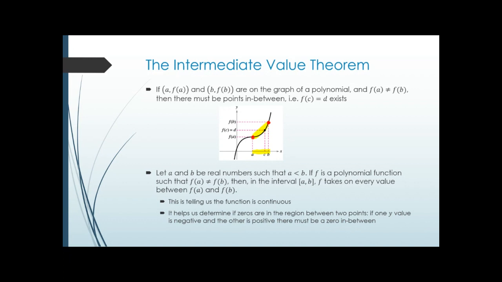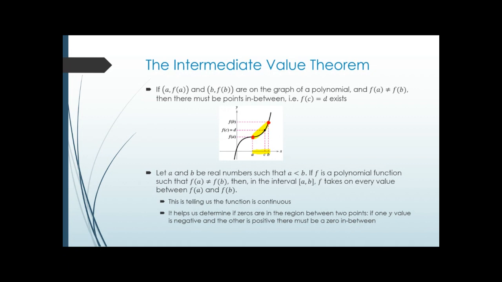That's what it's saying. In the interval A, B, f takes on every value between f of A and f of B. It's just saying we have to hit every possible y value in order to connect those two points together. That's what the intermediate value theorem says, and it makes sense when you look at it graphically. In order to connect those, they're going to have to hit every y value in between. So essentially, this is just saying that we have something that's continuous, with no gaps. And that's a very important thing when you get to calculus, that you're working with continuous functions.